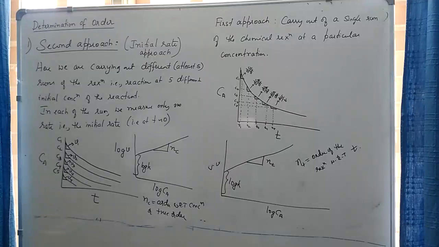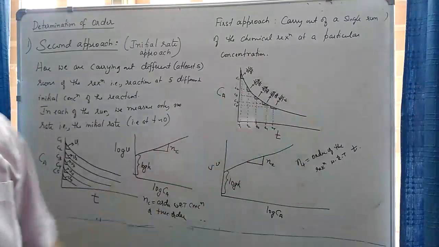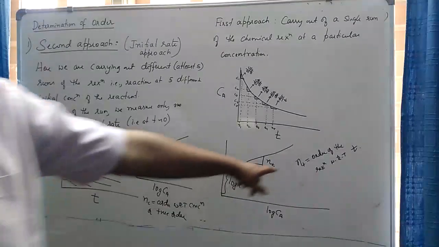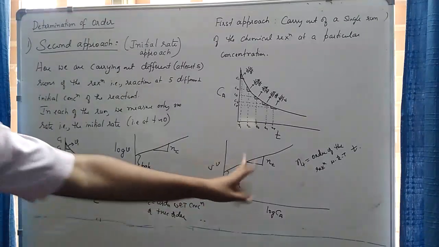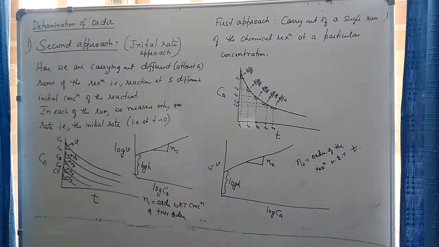Now suppose for a reaction NC is equal to NT, that is the true order of the reaction is the same as the order of the reaction with respect to time. What does it indicate? It clearly indicates that none of the product or none of the intermediate species is influencing the rate of the reaction. So there is neither the case of an inhibition nor the case of autocatalysis if NC is equal to NT. But if NC differs from NT, it clearly suggests that the reaction is either inhibited or the reaction involves an autocatalysis.